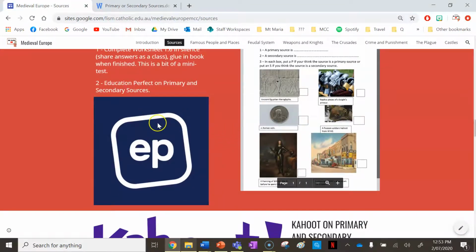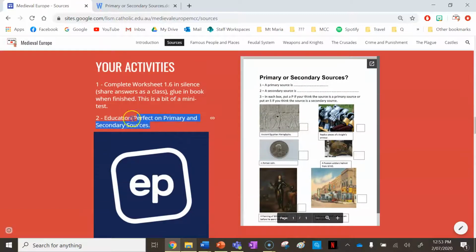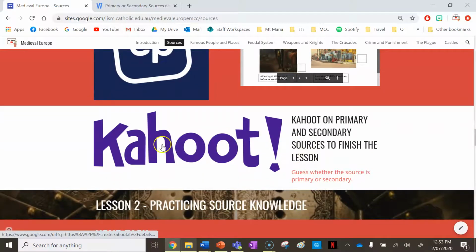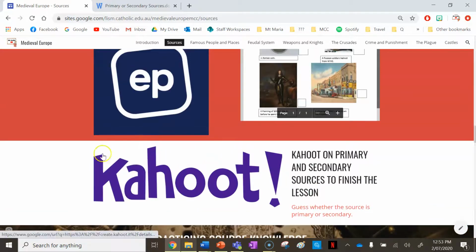Lastly, there are some Education Perfect tasks that your teacher has set for you, called primary and secondary sources. And then to finish off the lesson, there's a Kahoot here on primary and secondary sources that we can play as well.